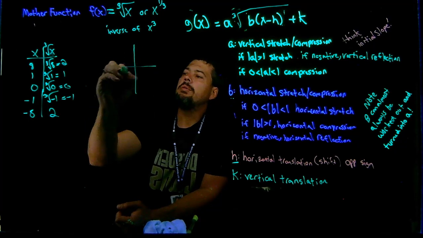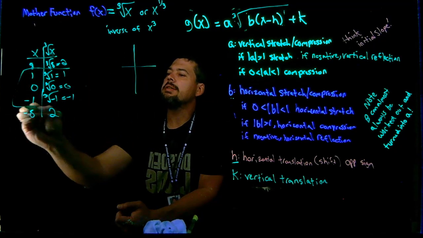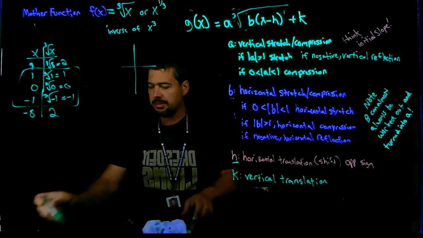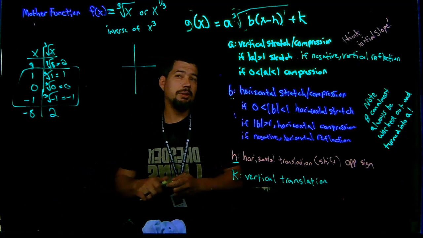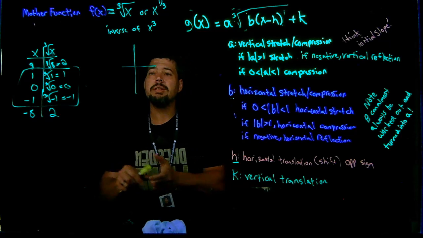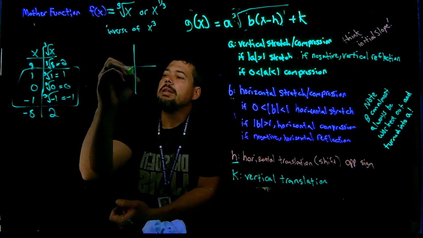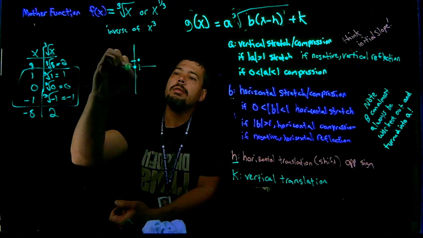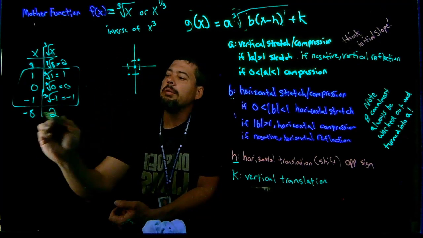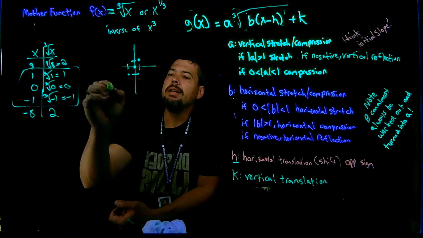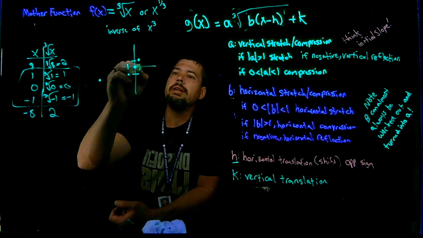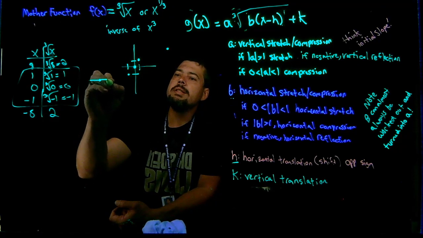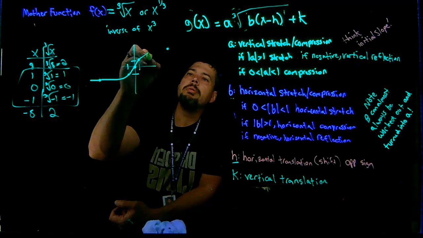Now, the only ones that I have kids really memorize is this, because we try to memorize the shapes of these mother functions. And that's what it's about. You can graph anything if you know what mom looks like. That's what I always tell kids. So we're going to contain the point 1, 1, 0, 0, and -1, -1. We would also contain -8, -2, which would be somewhere over here, and 8, 2, which would be somewhere over there. This is the general shape of the cubic root function.